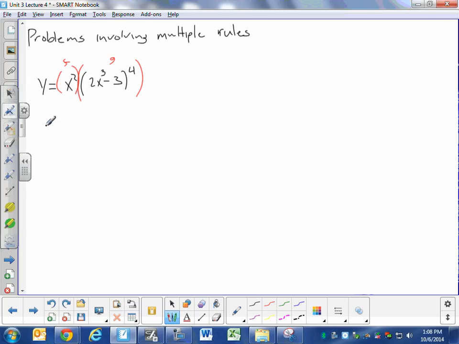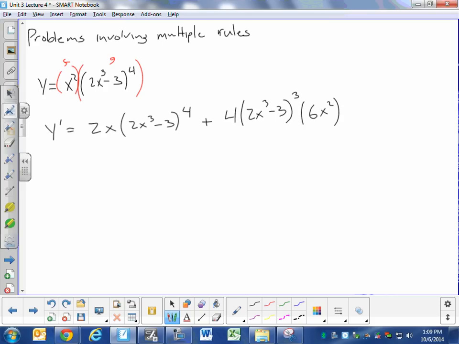So, to do that, we get f prime g plus g prime. To take the derivative of g, I have to use the chain rule. I have an outside, which is like an x to the fourth, an inside, which is 2x cubed minus 3. So the derivative of g would be the derivative of the outside, leave the inside alone, times the derivative of the inside. But don't forget to multiply by f.